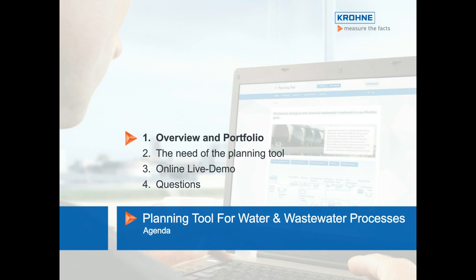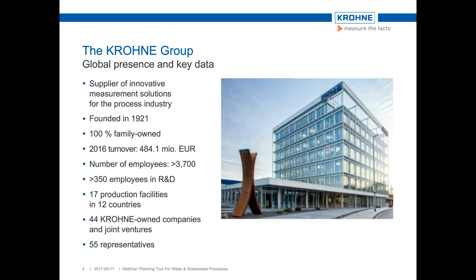KROHNE is a supplier of innovative measuring technology for the whole process industry. We were founded in 1921 here in Duisburg, and as you can see on the picture, that is our headquarters. It's a 100% family-owned company, and our turnover in 2016 was almost 500 million euro, with more than 3,700 people. The unique thing is that we have more than 350 people in the R&D department. We have 17 product facilities in 12 countries, 44 KROHNE-owned companies and joint ventures, and also 55 representatives.